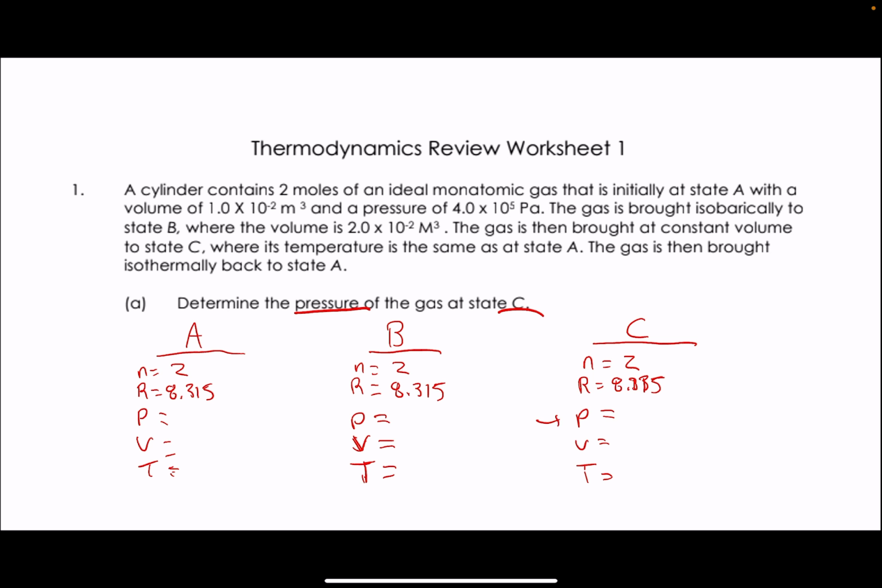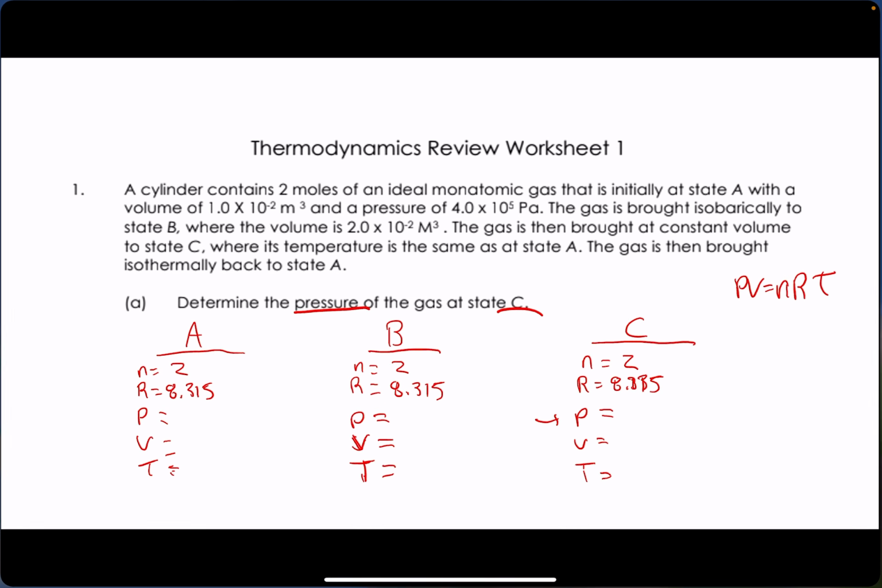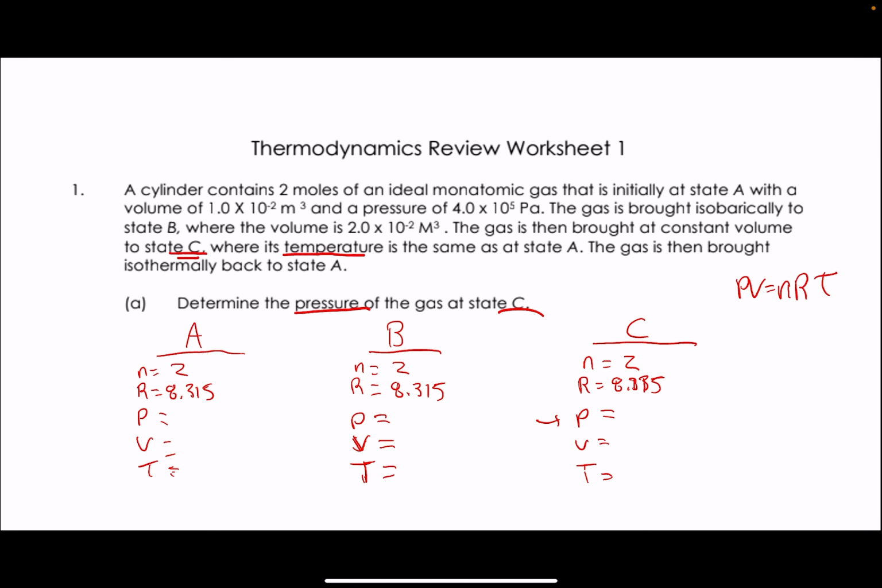In order to find pressure there, we need to use this equation. And in order to solve this for P, we need everything else. We need V, we need N, we need R, we need T. So we need to find V and T. What information do we know about V and T? Well, we know the temperature at state C is the same as the temperature at state A. So if we can find this temperature, that means we know this temperature, right?